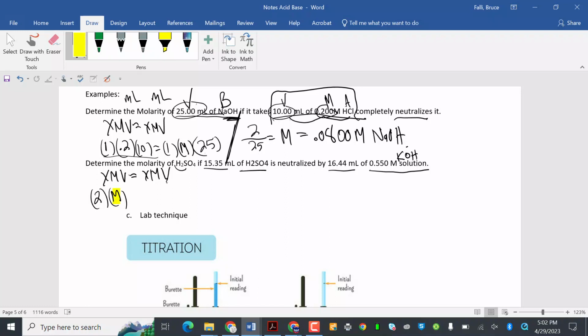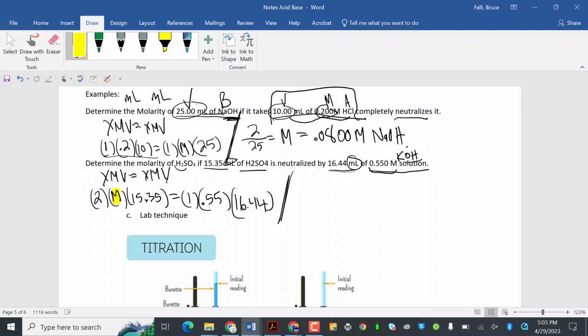If 15.35 milliliters of H2SO4, that's my volume, 15.35, I think I misread that before, equals how many OHs in KOH? Just one. What's the molarity of my KOH? 0.550. What's the volume of my base? 16.44 milliliters, just to make sure. Got volume on both sides. They're both in milliliters, so that's yummy.